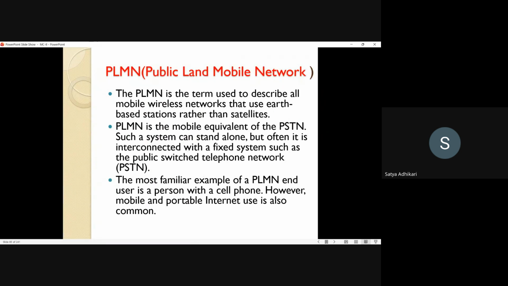PLMN is the mobile equivalent of the PSTN. Such a system can stand alone, but often it is interconnected with a fixed system, such as the public switched telephone network (PSTN). The most familiar example of a PLMN's end user is a person with a cell phone, not a mobile phone with a cell phone. However, mobile and portable internet use is common.